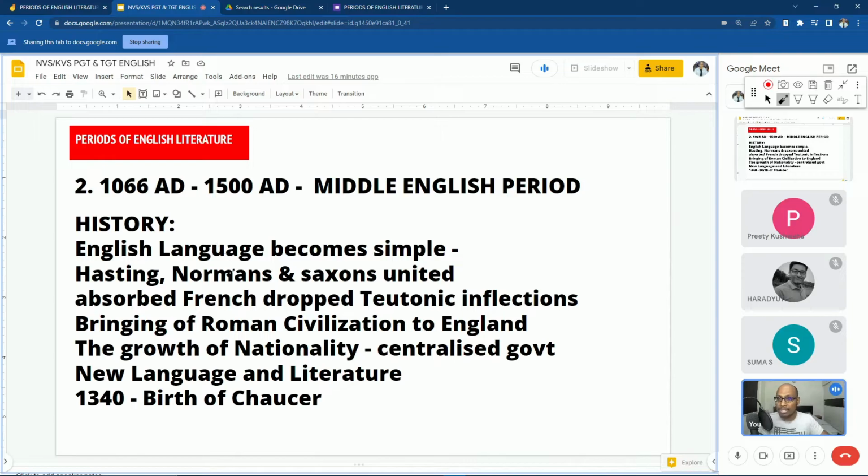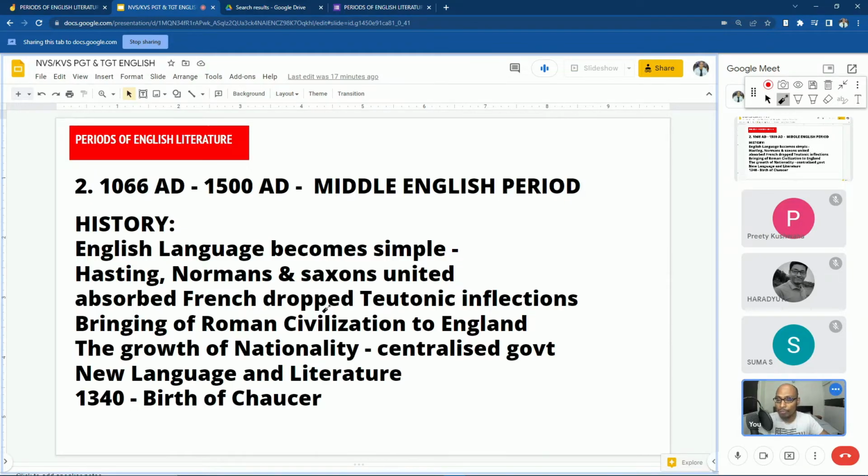And Hastings, Normans and Saxons united. England was into pieces, UK was into pieces, there were a lot of fightings, battles were going on. But in the Middle English period, what happened? The Hastings, Normans and Saxons united, and that made the peace, that made the land strive or struggle for development. When there is peace in the land, then the literature will also flourish in that land.